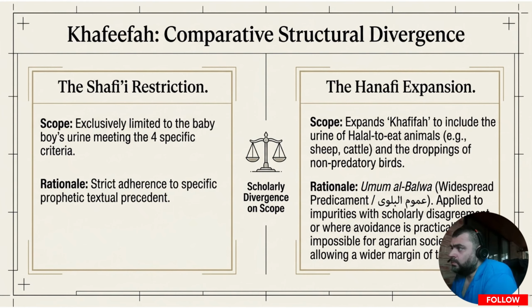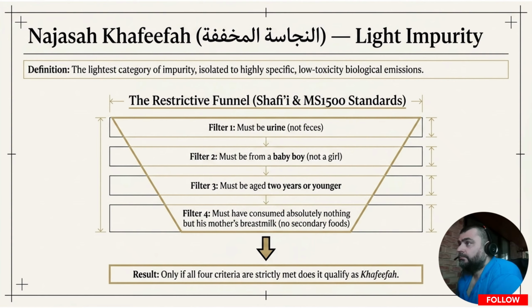And this thing, umum al balwa, basically this is widespread use of something from which it's impossible to safeguard oneself from. So there have been certain fatwas issued based on this, but inshallah we will discuss it in its relevant chapter. Now, these are the four things about the baby boy's urine.